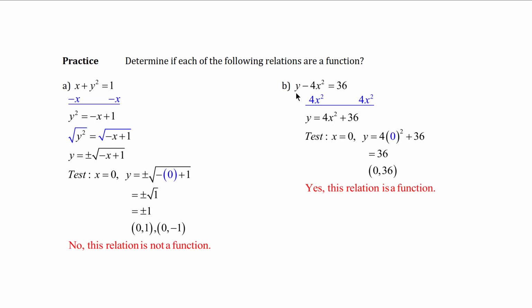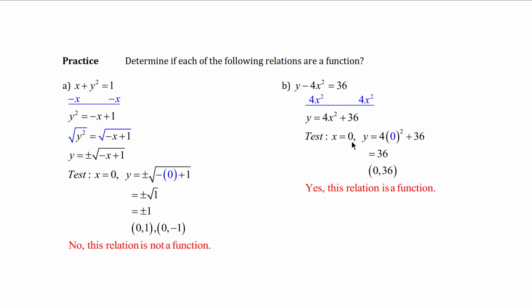So first I'm going to get rid of the minus 4x squared by adding 4x squared to both sides of the equation. After doing the addition, we get y equals 4x squared plus 36. From here, we could go ahead and plug in a value for x. I chose to use x equals 0.